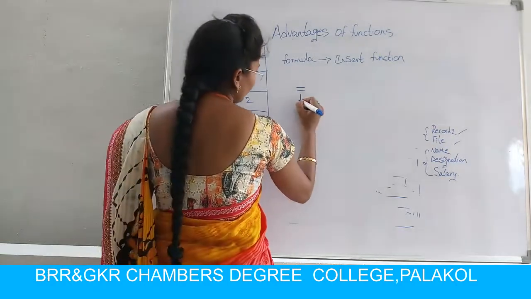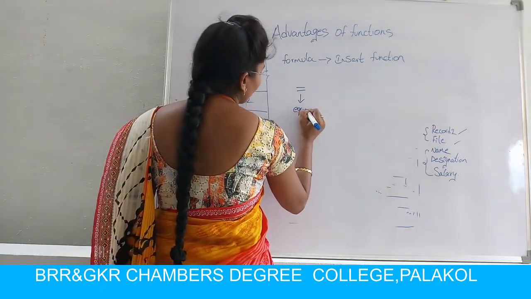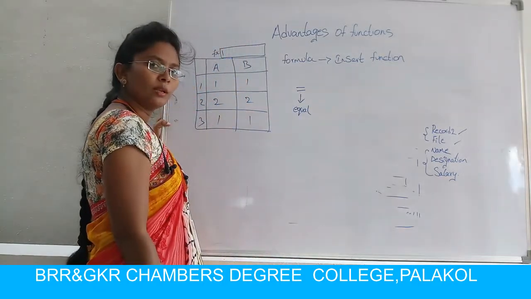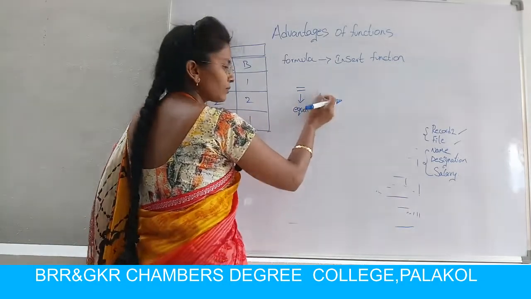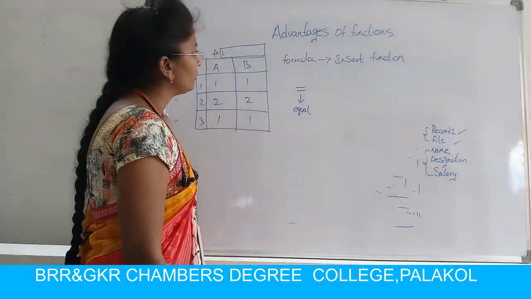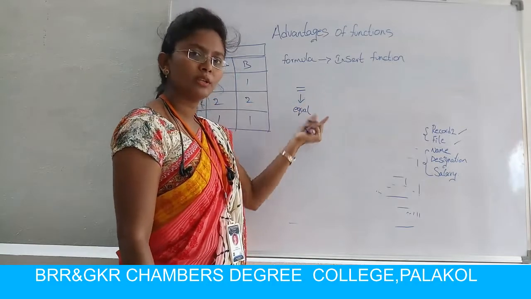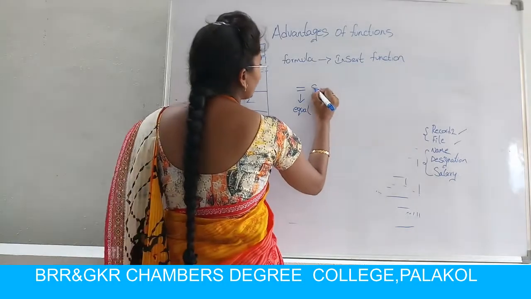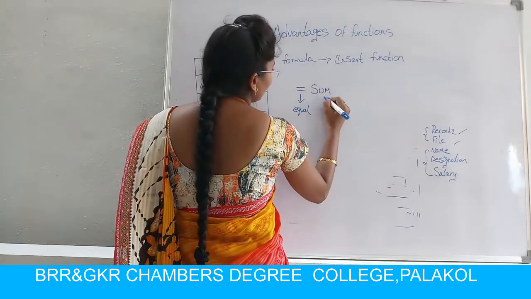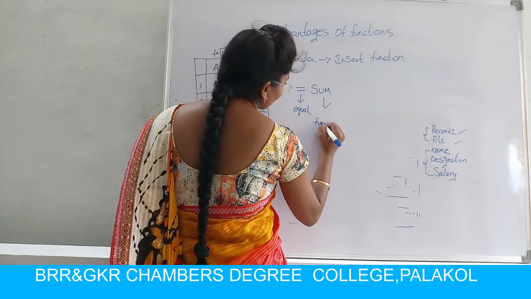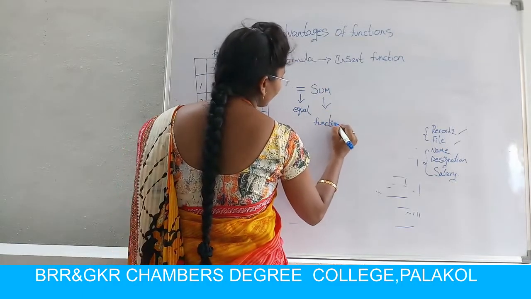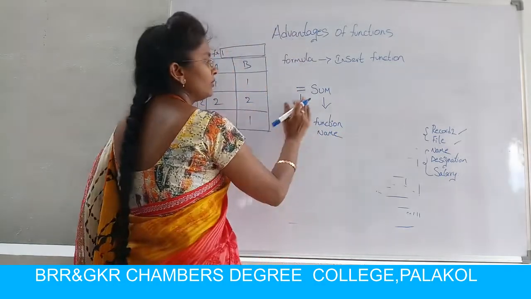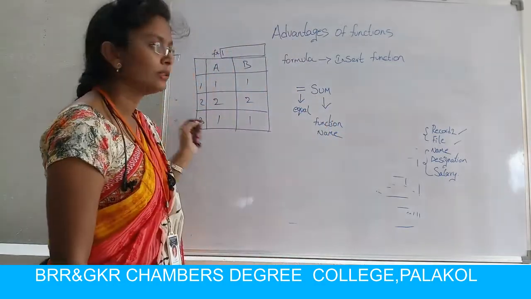This is the equal symbol, equal sign. And after the equal sign, I have to write some operation. Whatever operators are there, by using those operators, the function name should appear here. That means I am writing SUM here. This SUM is a function name. After the equal symbol, we have to write the function name.